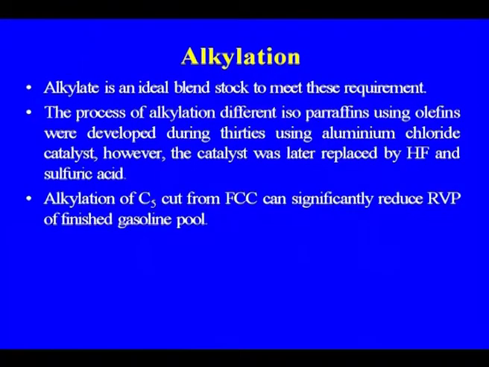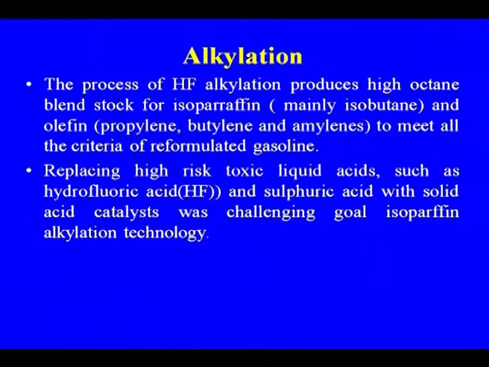Alkylation of the C5 cut from the FCC can significantly reduce the RVP of the finished gasoline pool. The process of hydrofluoric alkylation was the earlier alkylation process that was being used, and still is being used in many refineries. The process of hydrofluoric acid, HF, alkylation produces high octane blend stock from isoparaffin, mainly isobutane, and olefins, propylene, butylene and amylene, to meet all the criteria of the reformulated gasoline.